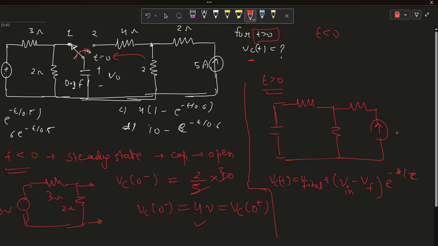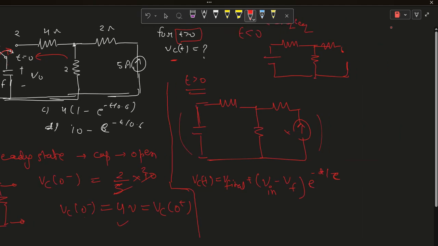For the time constant of this circuit, we have to turn off all the independent sources. So this one is the independent source, so we have to cancel this out. The circuit will look like this: this is a capacitor, and this is another resistance, and if we turn off the current source, then it will behave as an open circuit. And for the open circuit, tau is R equivalent and C equivalent.